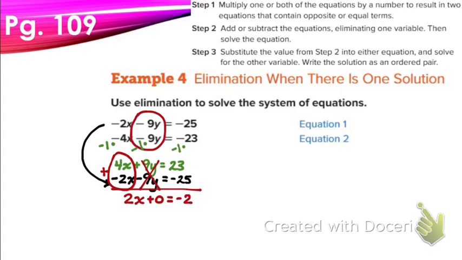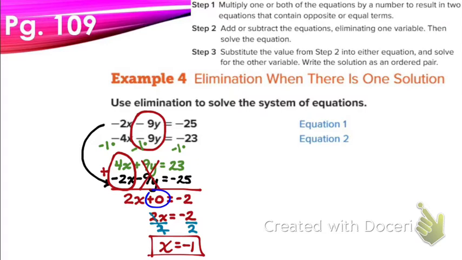So this 0 right here, I just ignore that. 2x equals negative 2. Divide both sides by 2, and you're right, we do get negative 1. So x is equal to negative 1. Am I finished?